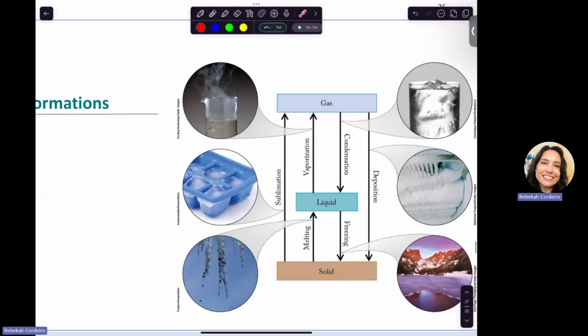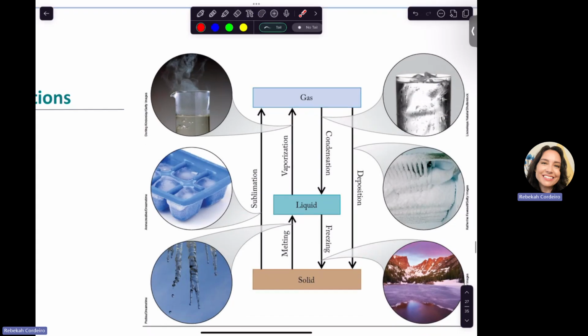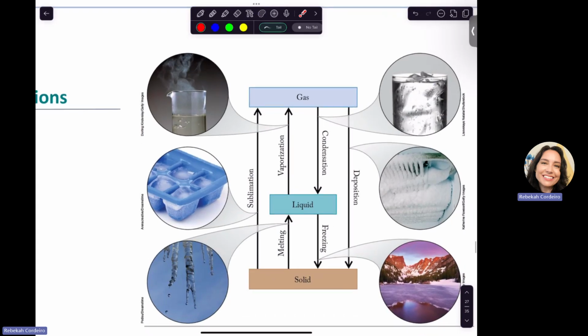Phase changes. So you probably learned this in some sort of science class before you got here. Just serves as a review. Let's do the easy ones first. So liquid to gas is evaporation or vaporization. Gas to liquid is condensation. Solid to liquid is melting. Liquid to solid is freezing.